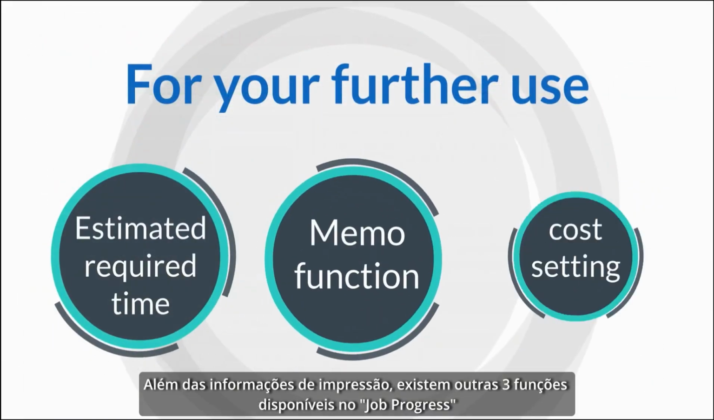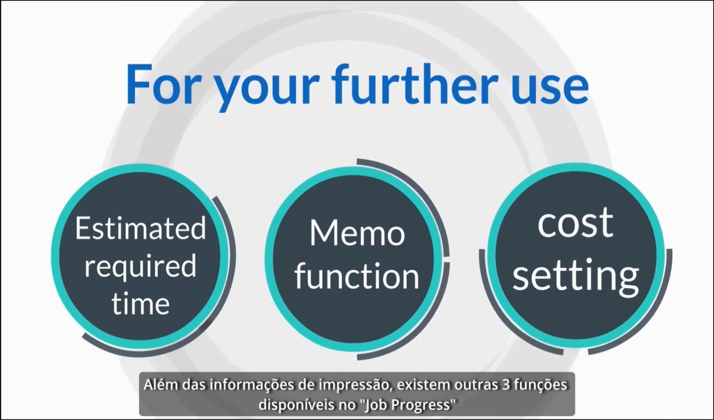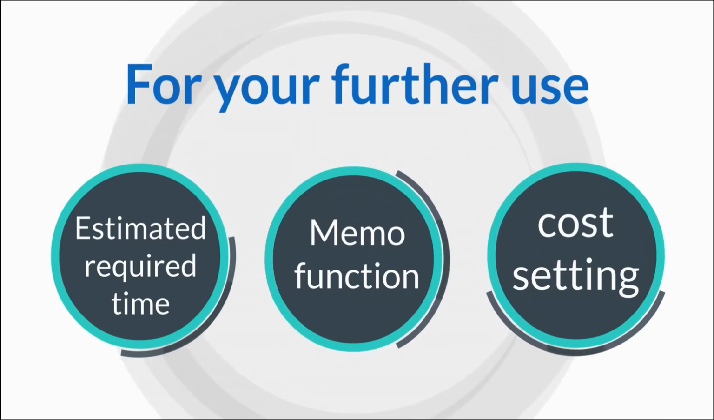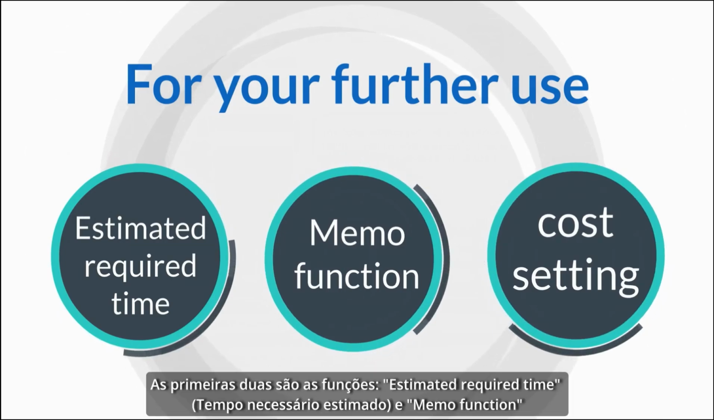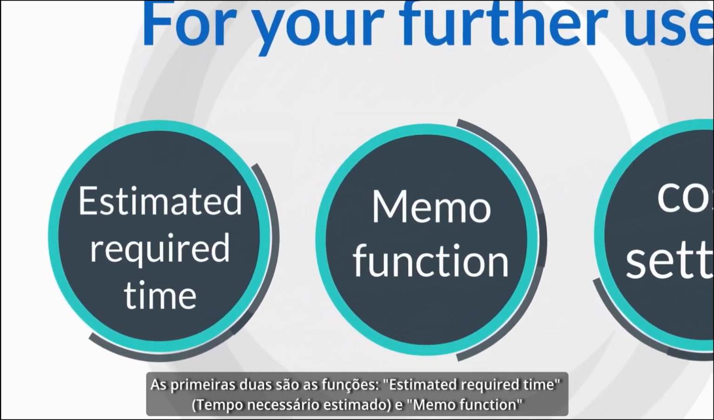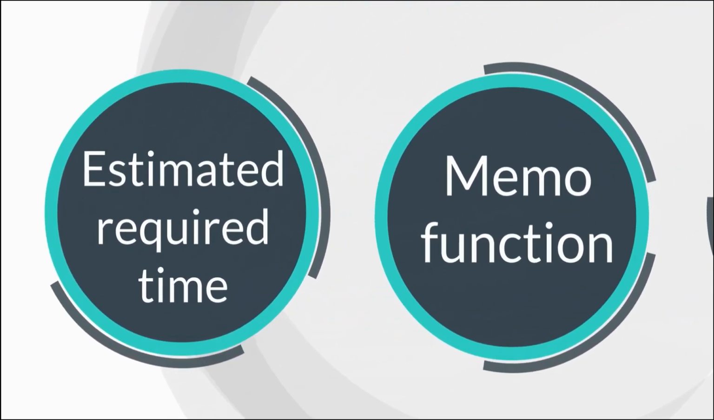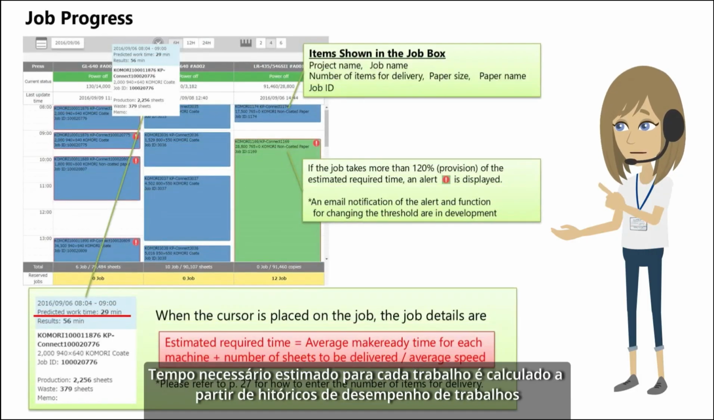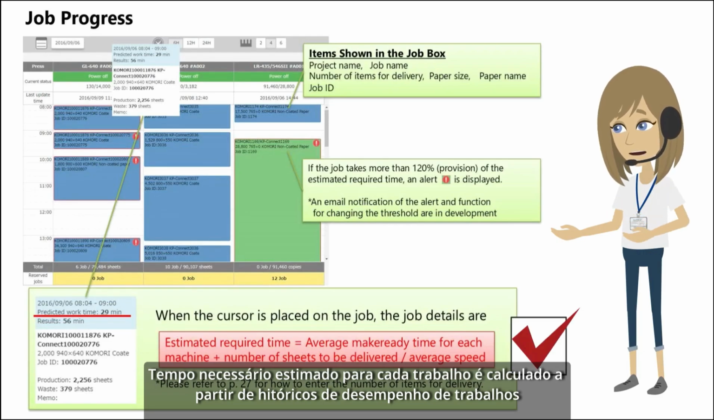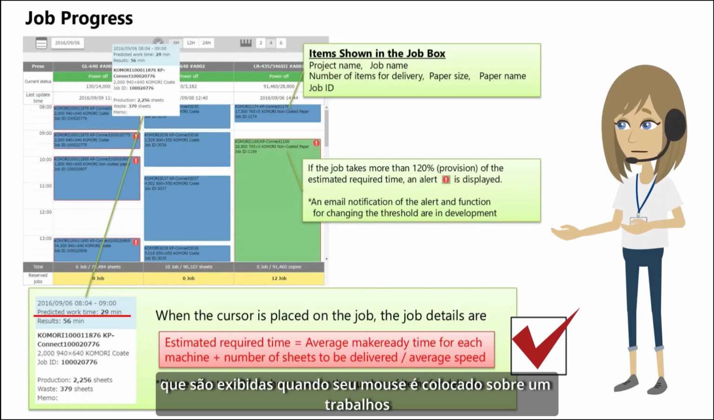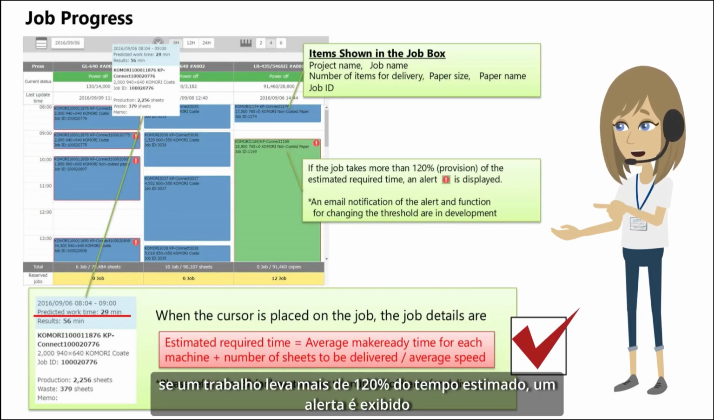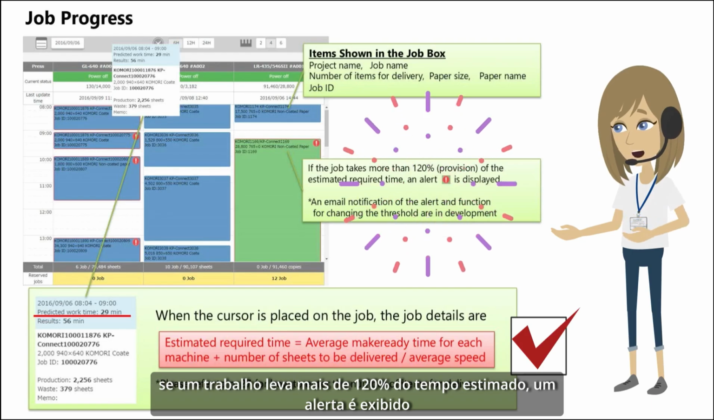In addition to press status, there are 3 other functions available in Job Progress. The first 2 are Estimated Time Required and the Memo function. Estimated time required for each job is calculated from historical job performance data, which is displayed when your mouse is placed over a job. If a job takes more than 120% of the estimated time, an alert is displayed.